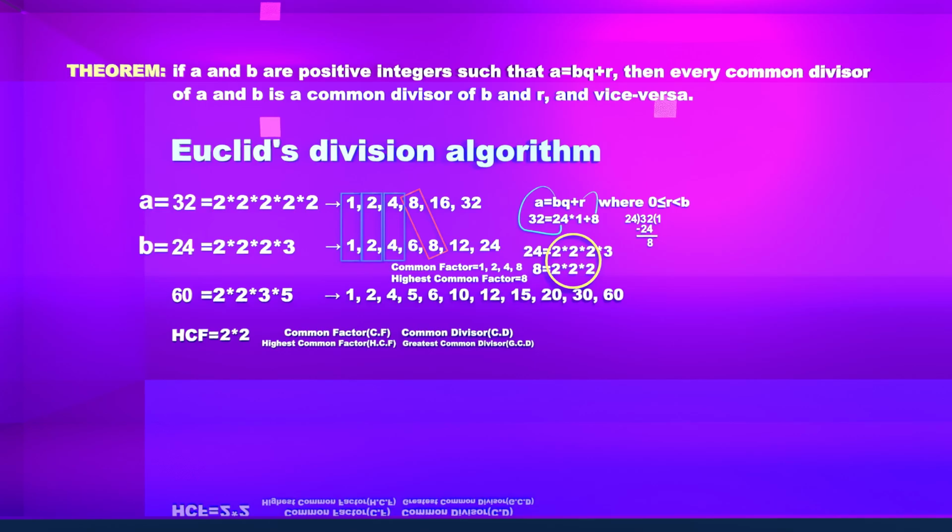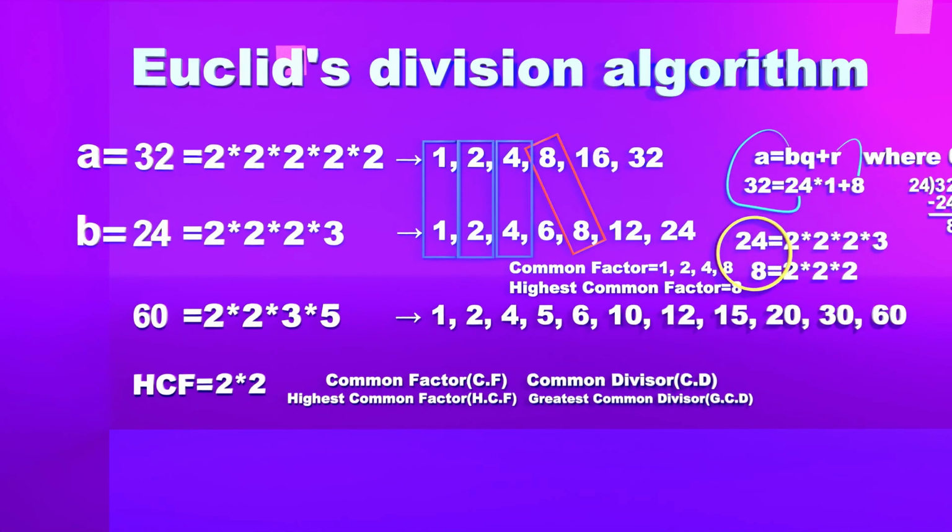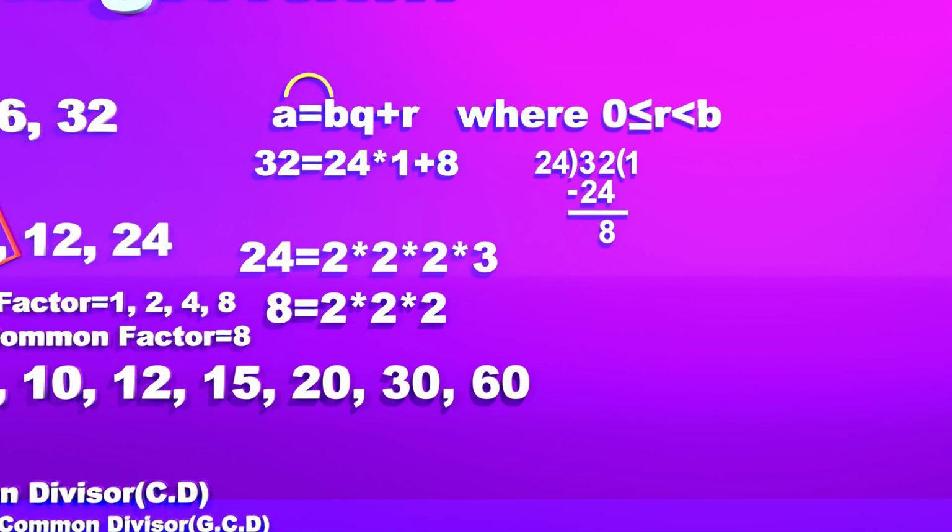In the theorem, we have a word vice versa. That means every common divisor of 24 and 8 is also the common divisor of 32 and 24. That means we saw that every common divisor of A and B is the common divisor of B and R. That means common divisors of 24 and 32 are same to the divisors of 24 and 8. Let's take another example to understand this.